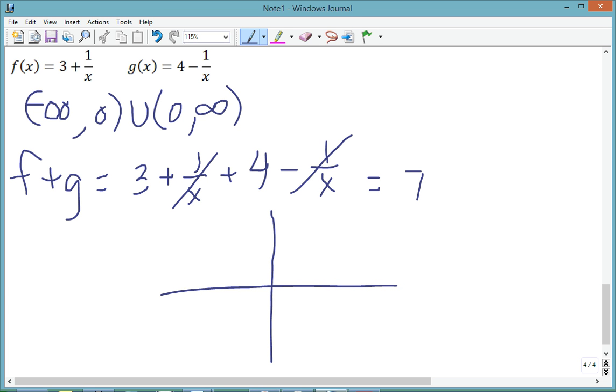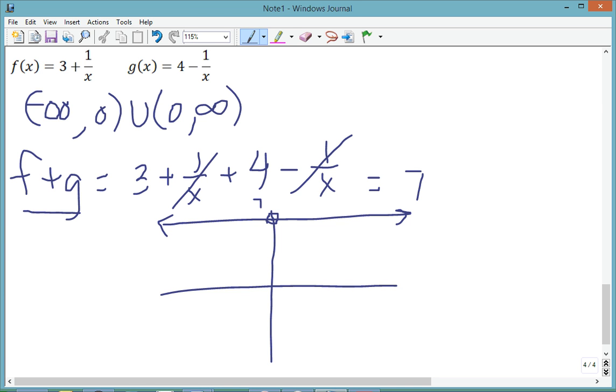Now, if we were going to graph this, here's our 7. It would look like this line, right? It's a constant function. But the domain does not include 0. So I would have to put a little hole at 0. I would have to put a little hole there, so it would be this straight line, but it didn't include 0. Because this function written coming from these functions does not include 0.